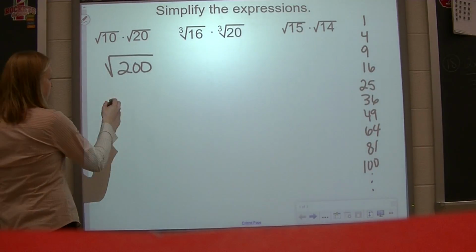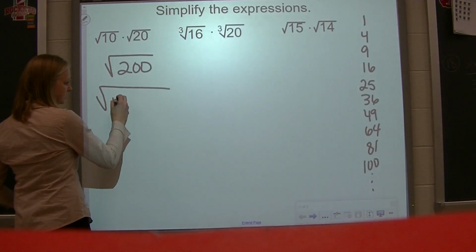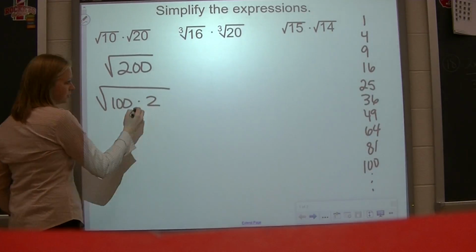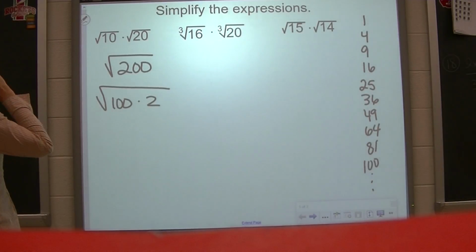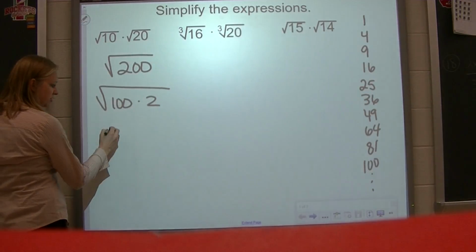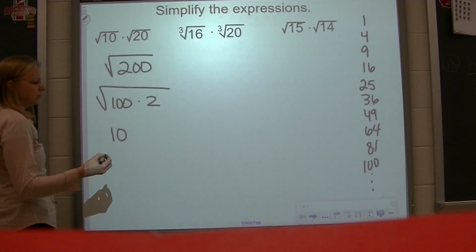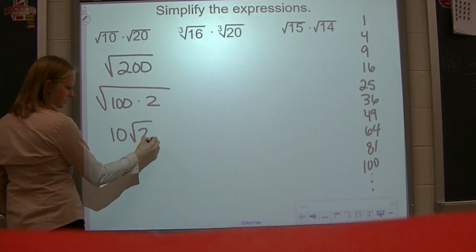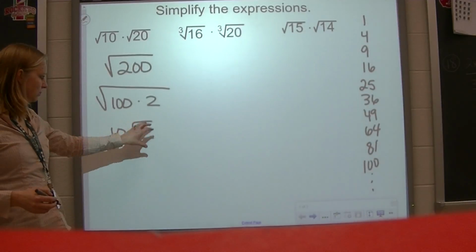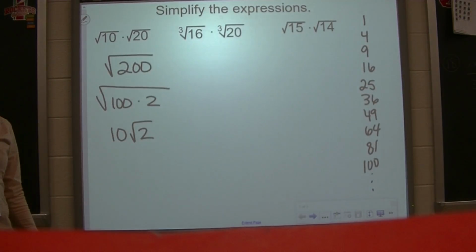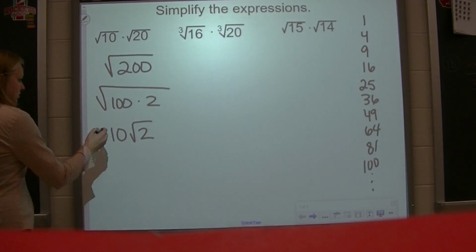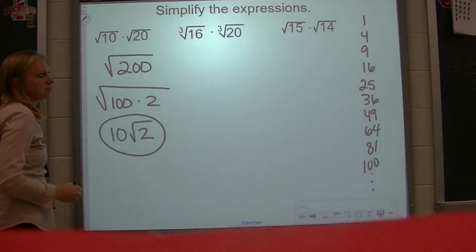So this can technically be written as the square root of 100 times 2, okay? Because 100 times 2 is 200. Well, I know the square root of 100 is 10, and the square root of 2 is a decimal, but I also know that there's not a perfect square larger than 1 that can go into that. So that square root of 2 radical is in simplest form. So your answer here is 10 square root of 2.